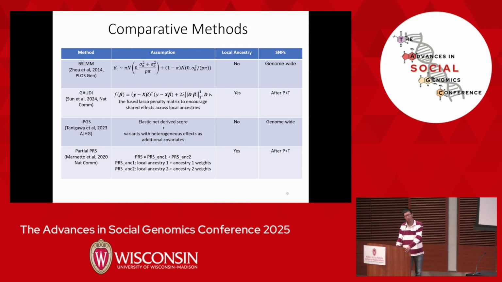IPGS is a more efficient implementation of the elastic net algorithm, and what they do is also include some heterogeneous effects directly as covariates, if they find such effects present in the data sets. Partial PRS is a very naive approach, which basically deconvolutes the genotypes into 2 ancestries and uses the effects from the GWAS summary stats to derive those scores. It also just uses P plus T, so it is not accounting for all the genome-wide SNPs.